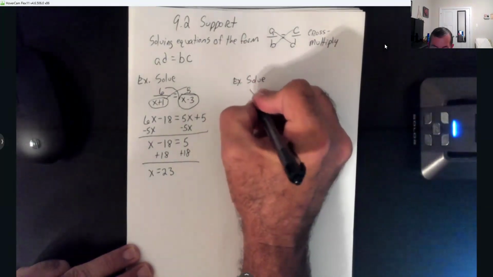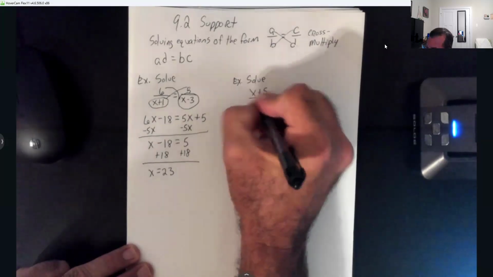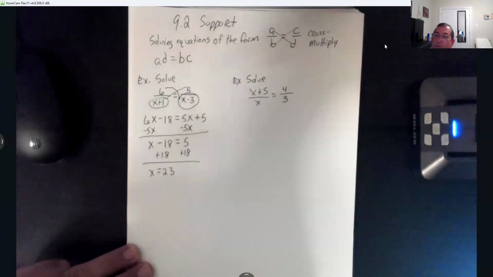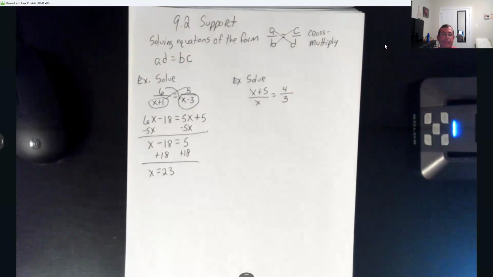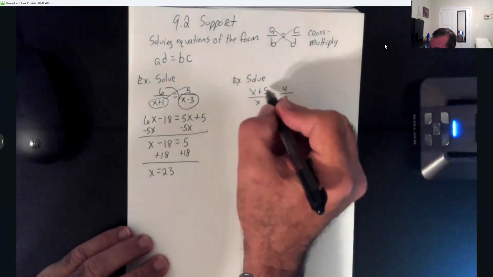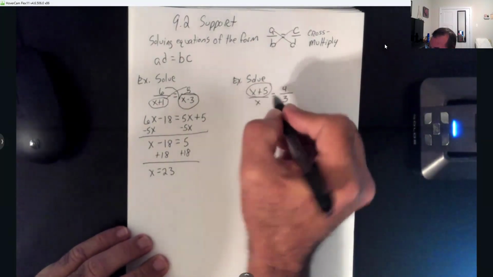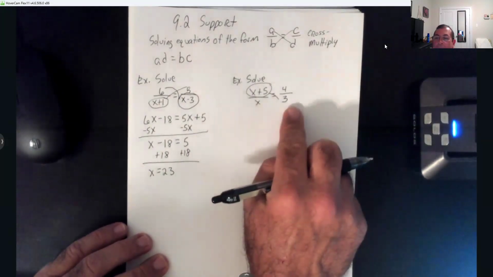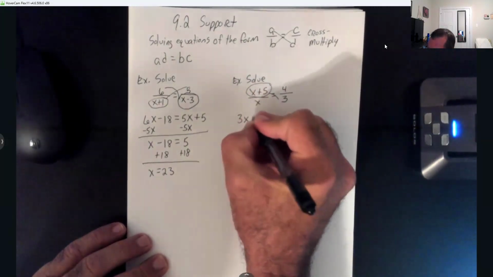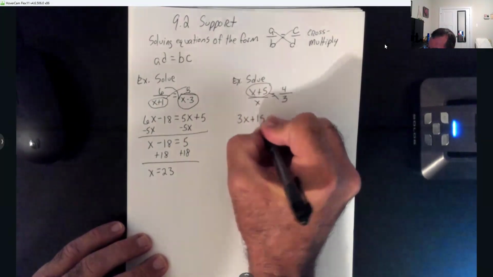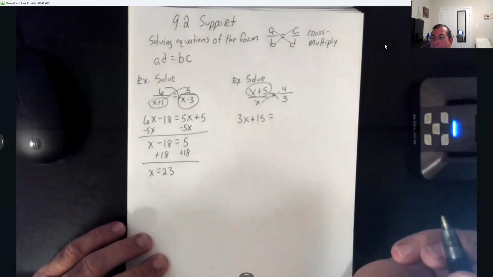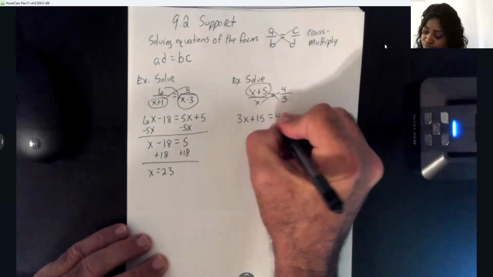All right, what about this one? X plus 5 over x equals 4 over 3. But y'all, same thing, right? This x plus 5 up here, both of those are going to multiply by that 3. So that'll give me what, a 3x plus 3 times 5 is 15. Now, the right side is not that bad. That's just what? 4x. There you go.